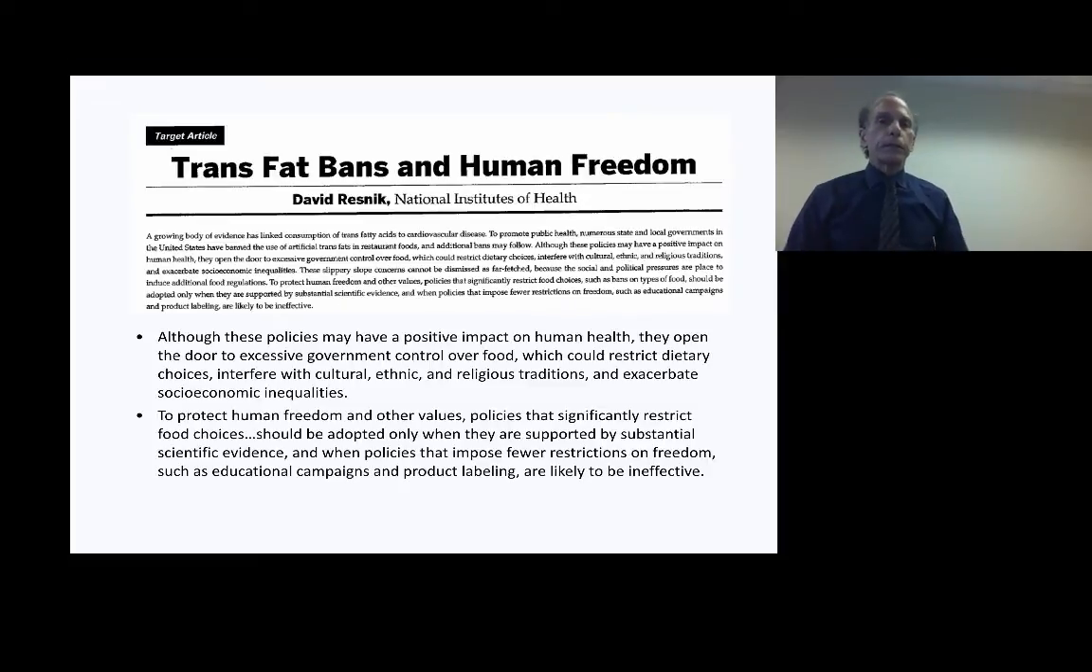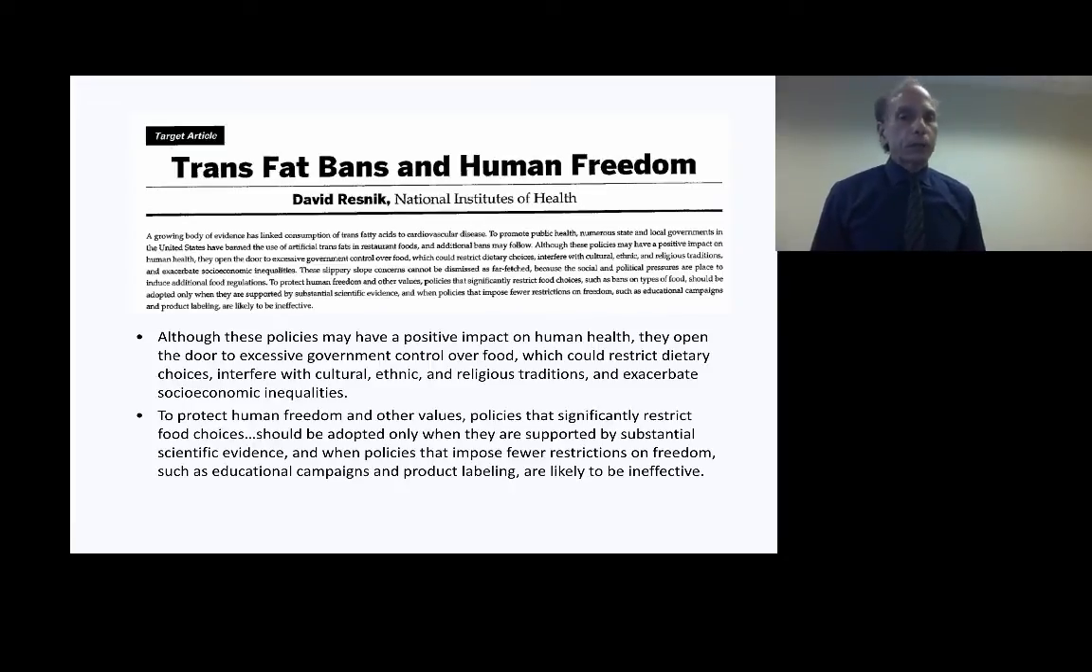And in fact, in this one article by David Resnik, entitled Trans Fat Bans and Human Freedom, David Resnik says, although these policies may have a positive impact on human health, they open the door to excessive government control over food, which could restrict dietary choices, interfere with cultural, ethnic, and religious traditions, and exacerbate socioeconomic inequalities.